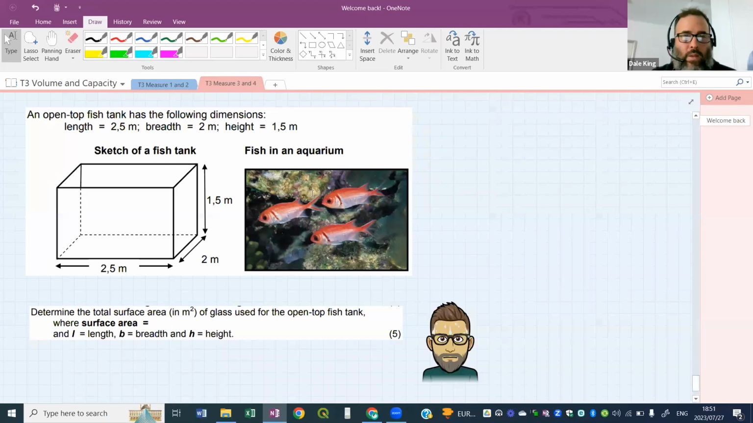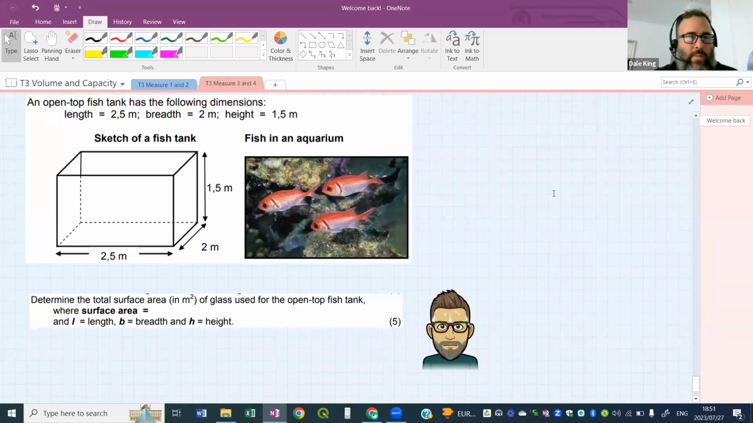By the way, look what the people put in, a picture of some fish. They say, guys, did you know that fish belong in an aquarium? Anyway, here comes the question.